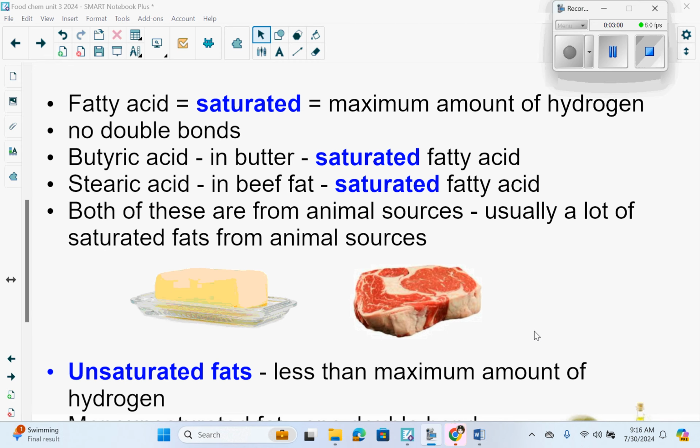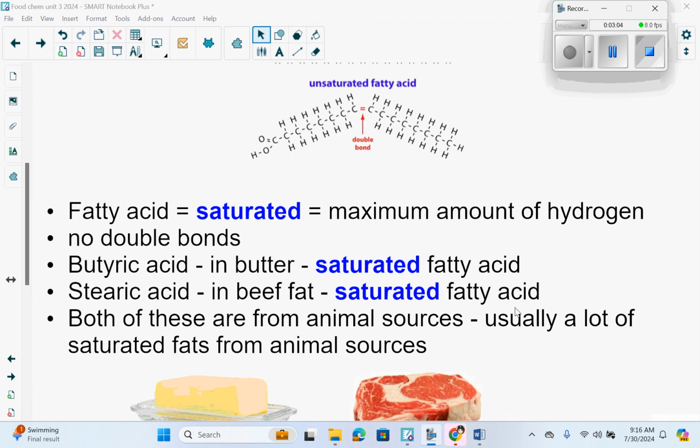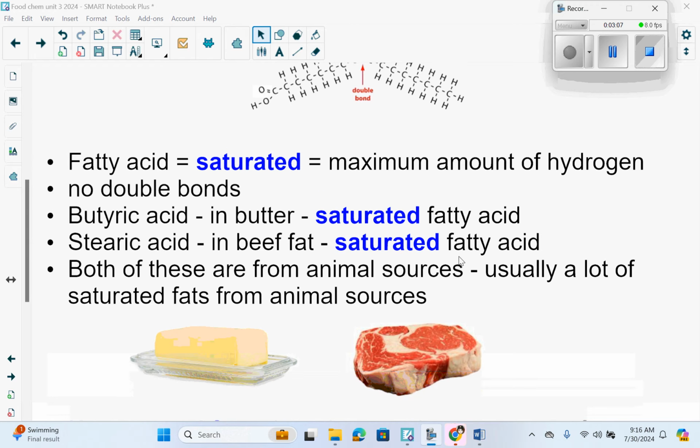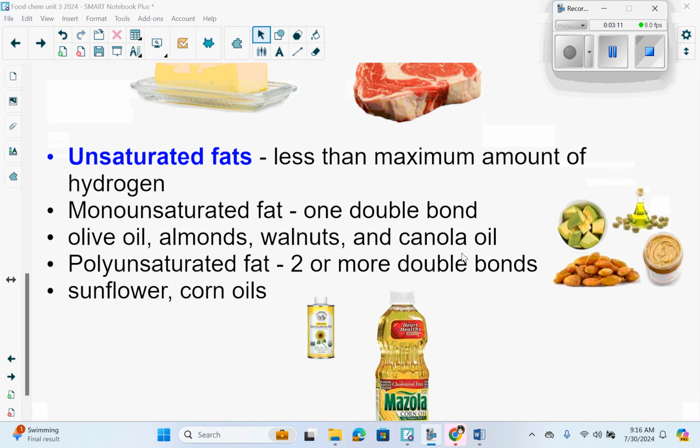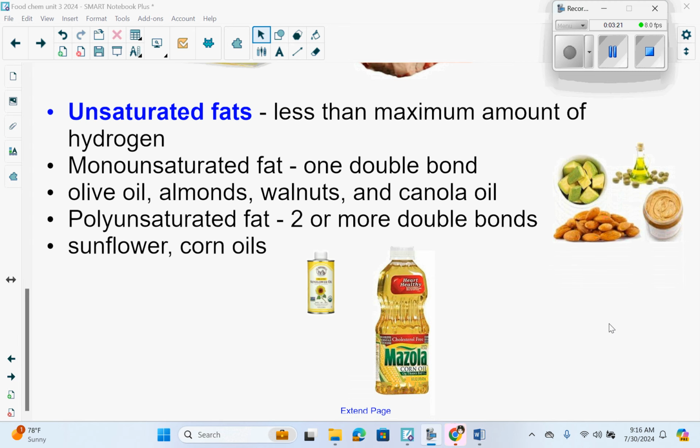Now, unsaturated fats. These have less than the maximum amount of hydrogen. If you have a double bond, there's less H's. Monounsaturated fats would have one double bond. This would be your olive oil, almonds, walnuts, and canola oil. Polyunsaturated fats have two or more double bonds. This would be your sunflower and corn oils.